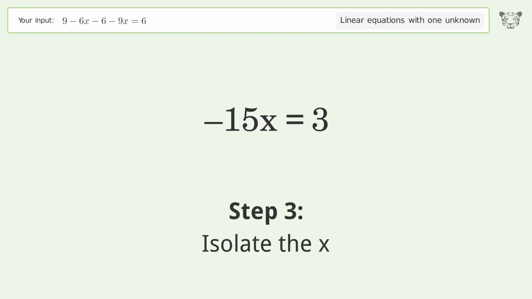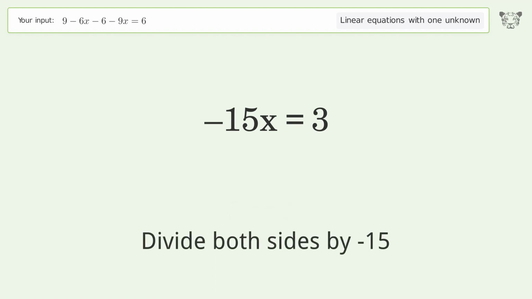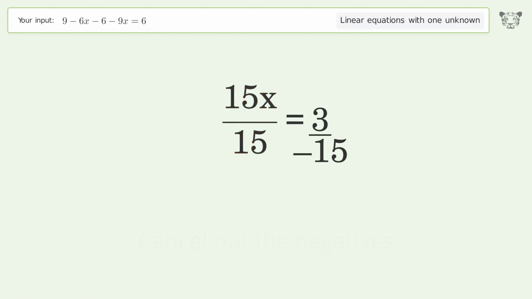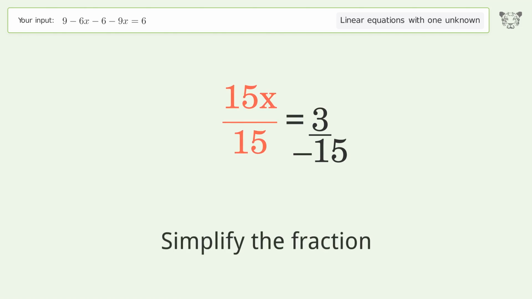Isolate the x. Divide both sides by -15. Cancel out the negatives. Simplify the fraction.